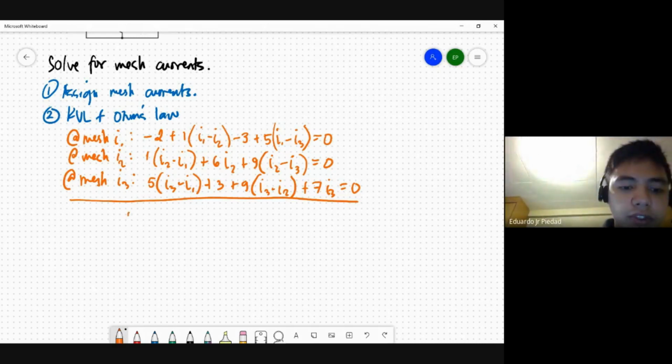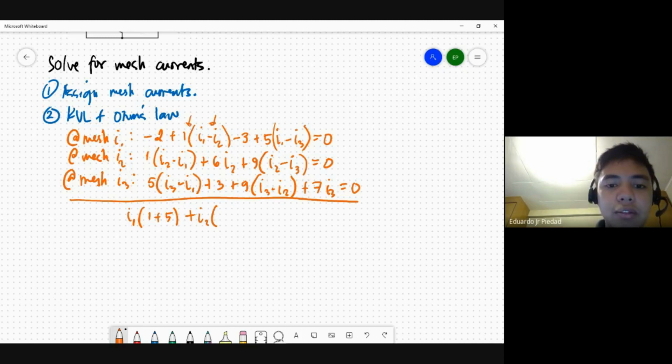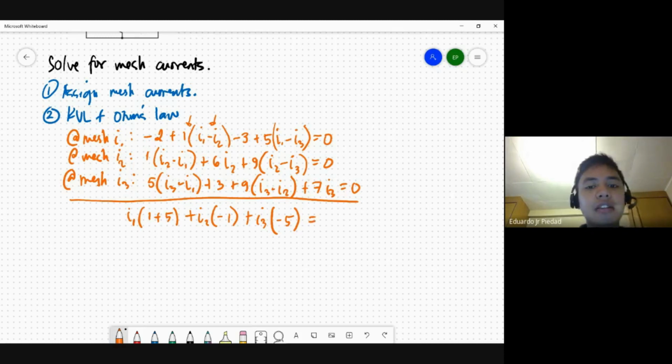So first we have I1. All the I1s, we have 1 plus 5, so that's 6. Or you can just write 1 plus 5. Then plus I2. Do we have I2? I2 is negative 1 here, so 1 times negative, this is negative 1. How about I3? You have negative 5. Do we have any other constants? We have negative 2 and negative 3, so negative 5. Transposed to the other side, it becomes 5. So that's the pattern.